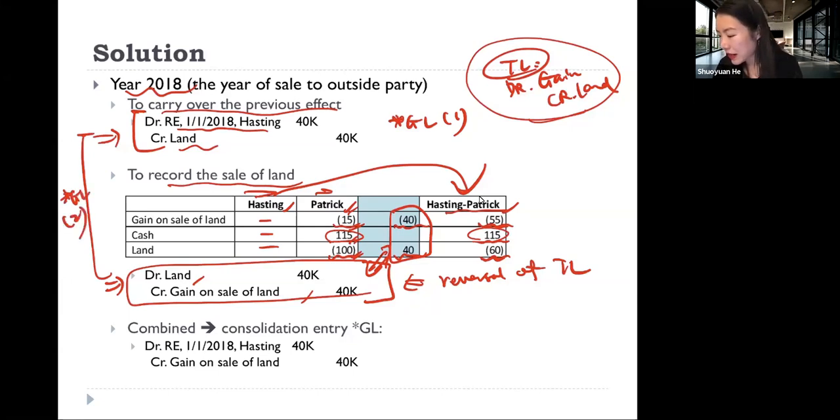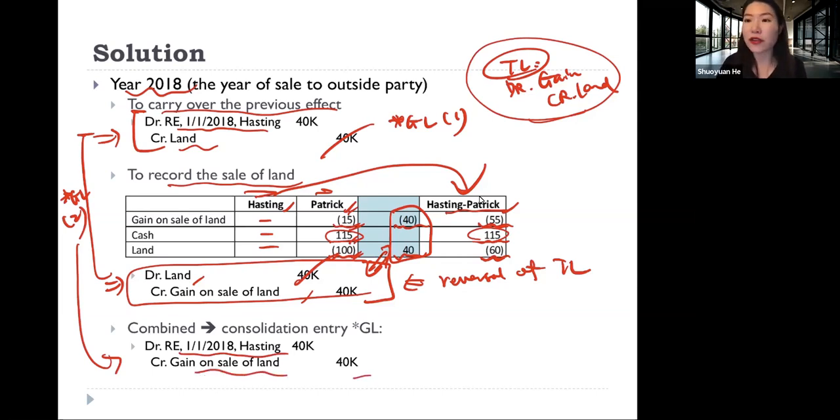And then they net and cancel out. So the only thing you have is debit retained earnings of Hastings 40,000, credit gain on sale of land for 40,000. So this is how the star GL entry, the second version, is derived. And we use this version of the GL entry in the year that the land is eventually sold to the outside party.